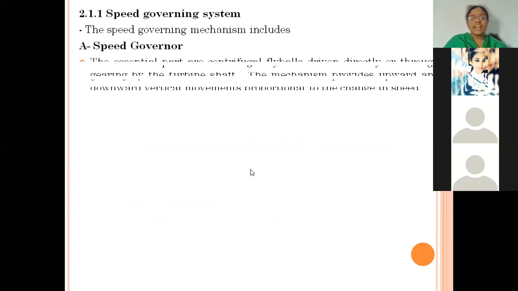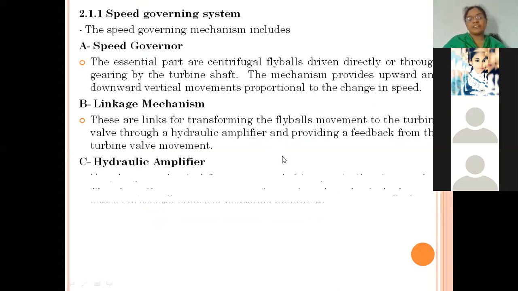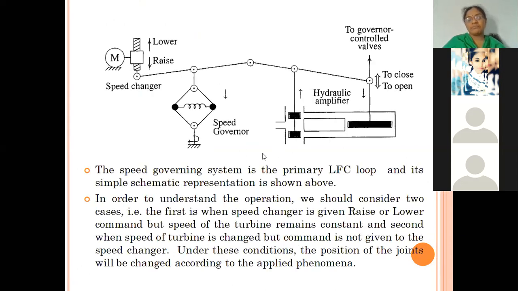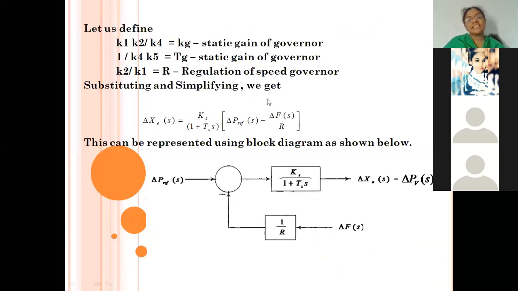In this frequency control, we have the speed governing system, linkage mechanism, hydraulic amplifier, and speed changer. And this is the diagram we have gone through. This is the speed changer, speed governor, hydraulic amplifier, and these valves. And here these are some equations with respect to speed changer setting and speed changer constant. From this we derived an equation.